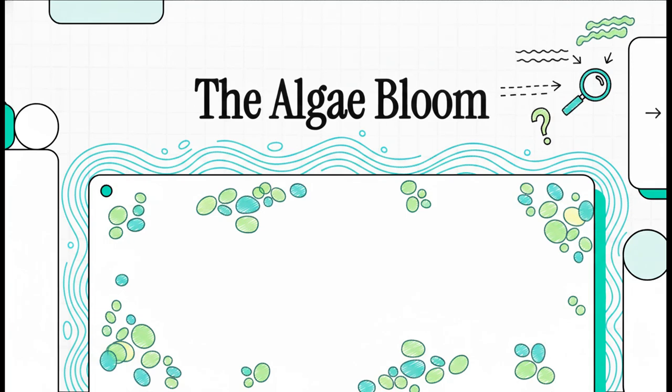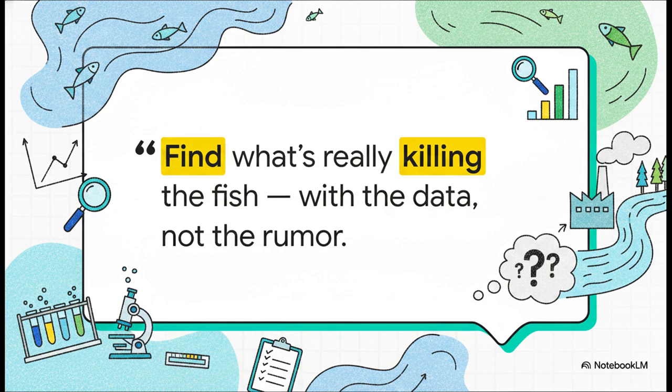Today, we are diving into something truly fascinating. We're looking at an exceptionally well-designed 6th grade science mission called the Algae Bloom. It basically takes this typically dry academic concept, correlation versus causation, and turns the whole thing into a captivating real-world mystery. Find what's really killing the fish with the data, not the rumor.